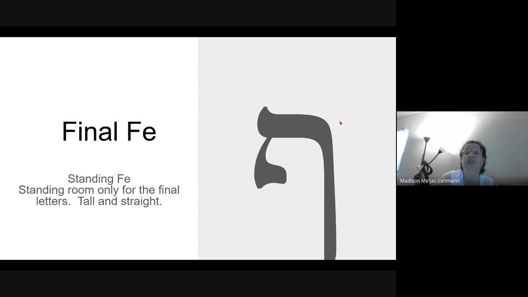One of the ways that we teach the kids sometimes is we say it's standing room only for the final letters. It's tall and straight right here. But again, this one, you just really unfolded the letter. That middle's still there. It looks like when you were to draw it, it would be a very long resh with this little Faye part. So whatever works for you. It's not plosive.